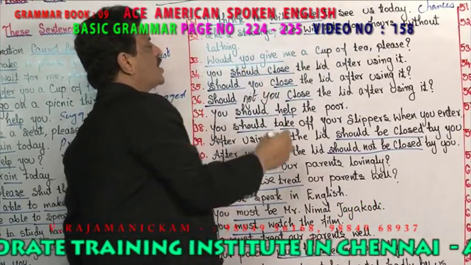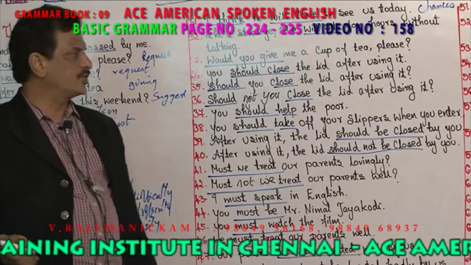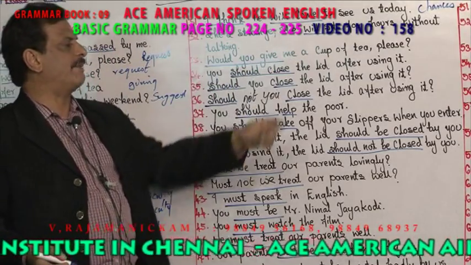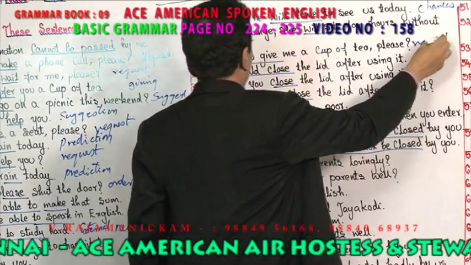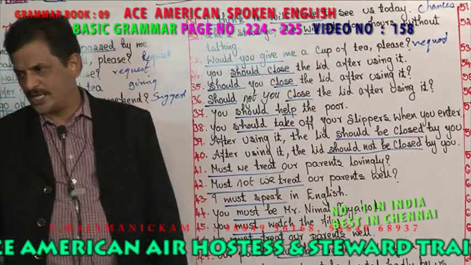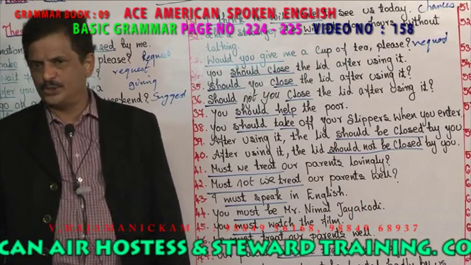Will sit for hours without talking. This is also in future. Would you give me a cup of tea? What type of sentence is it? Request. Whenever you go for would, it means requesting, right? Would you?